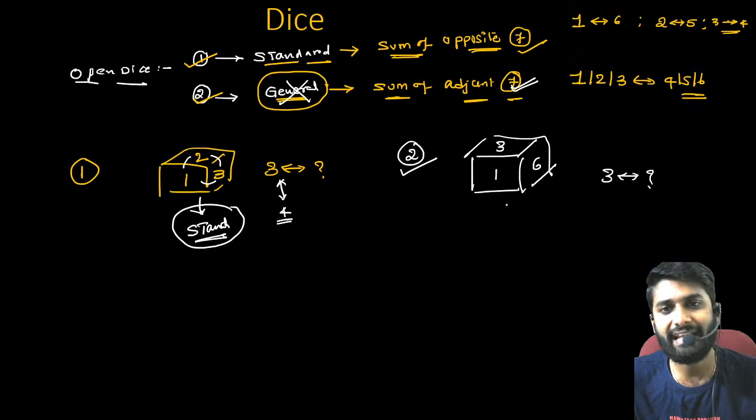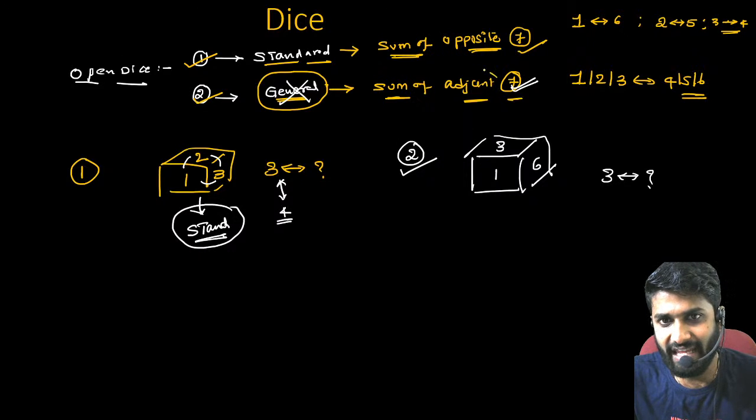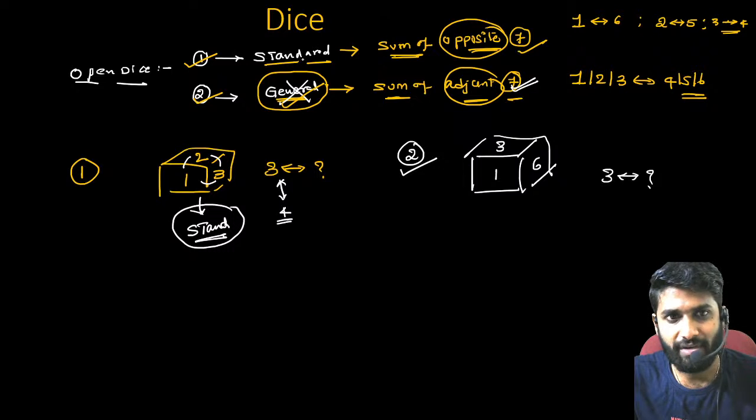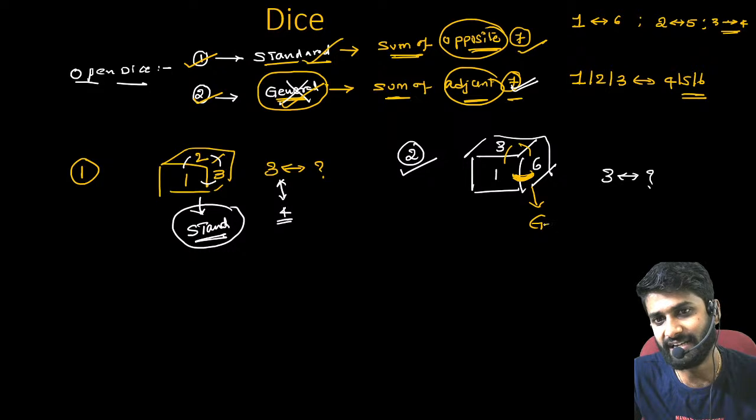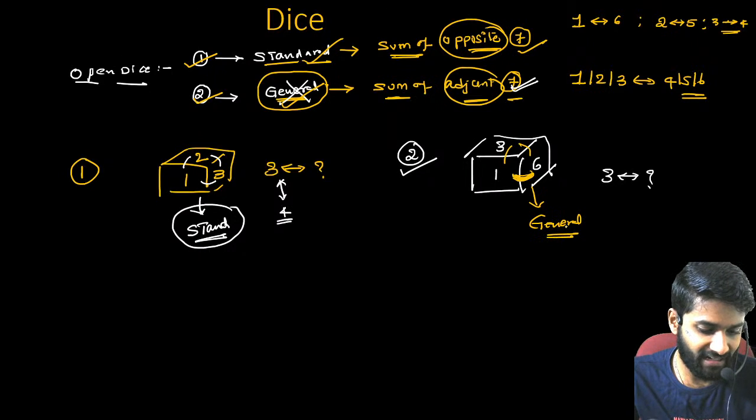That's why take it as the adjacent definition. Why? Because any adjacent information is related to general, and any opposite information is related to standard. Now you can say, sir, 1 plus 3 is equal to 4, not 7. 6 plus 3 is equal to 9, not 7. Then 6 plus 1 is equal to 7. Sir, the sum of two adjacent faces is equal to 7. Definitely it represents a general die. So the given die, I can say, is perfectly a general die.